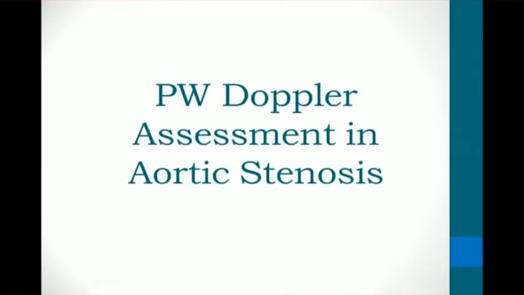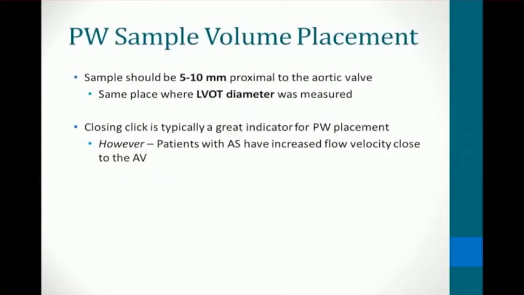The final important parameter is the pulse wave Doppler assessment. For an accurate cross-sectional area calculation, the velocity of the LVOT should be sampled from where the LVOT diameter was measured. This can be a bit difficult because the measurement is made in the parasternal long axis and the LVOT velocity is sampled in the apical 5 or 3 chambers.